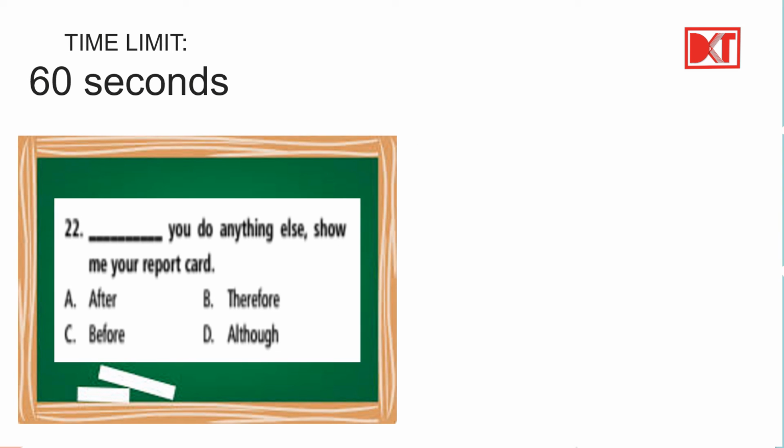All right, next. Dash, you do anything else, show me your report card. After you do anything else, therefore you do anything else, before you do anything else, or although you do anything else, show me your report card. Here the correct answer is C, before you do anything else. Why before? Because here you're saying the event that should happen first is the showing of the report card, and then second would be you do anything else. All right, that's why I'm using before.